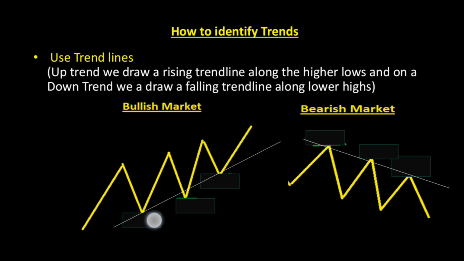You can see in a bullish market, the price creates higher highs and higher lows. So we connect the higher lows with a rising trend line. As long as the price is above this trend line, we say the market is bullish. In the bearish market, we connect the lower highs with a falling trend line. As long as the price is below this trend line, we say the market is bearish.